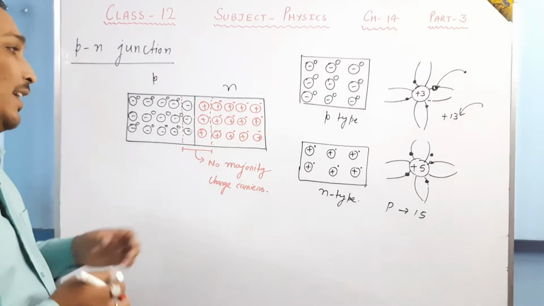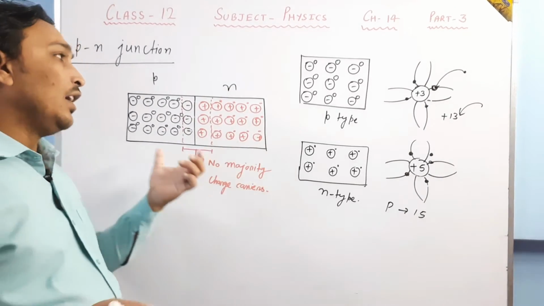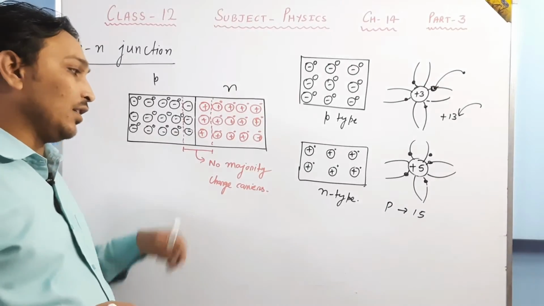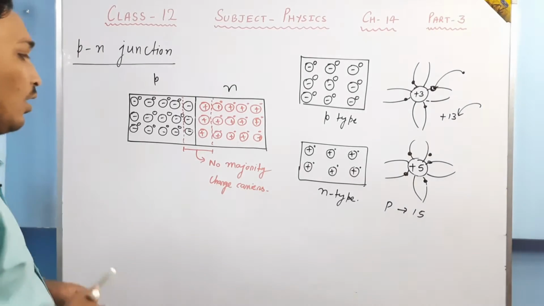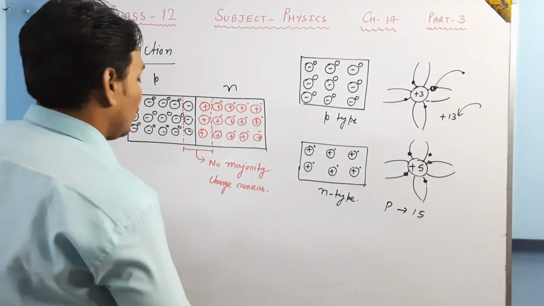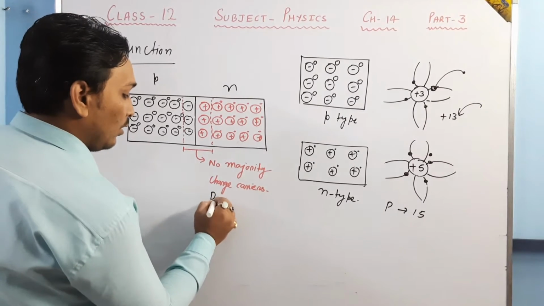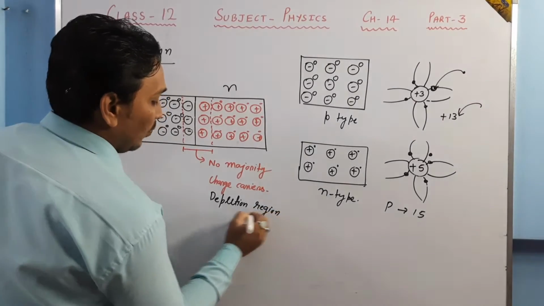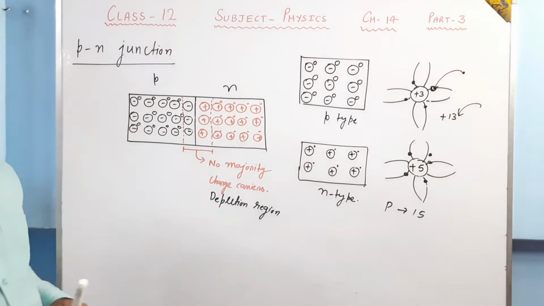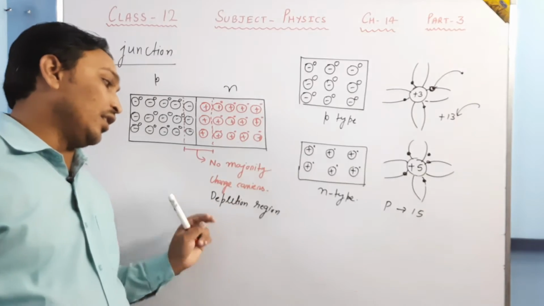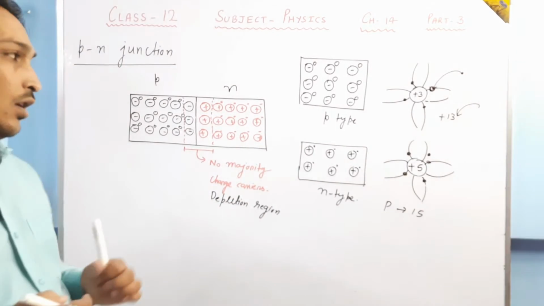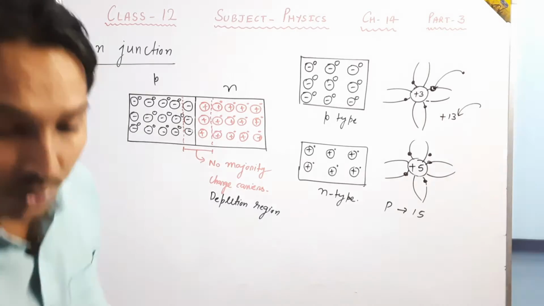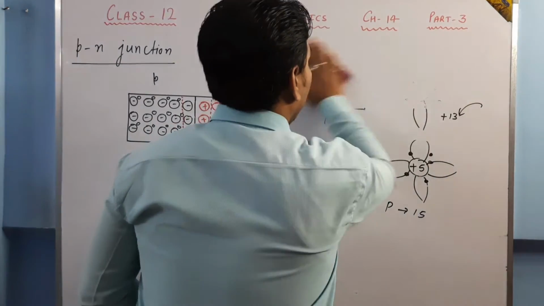Majority charge carriers means in n-type semiconductor, electrons are in the majority, and in p-type semiconductor, holes are in the majority. Again, you have to watch previous lectures for understanding these things. Please go and watch them if you're not getting that. So no majority charge carriers are there, and this particular region is called the depletion region. Depletion means to get rid of; they are depleted from this region. It is also called the depletion layer.